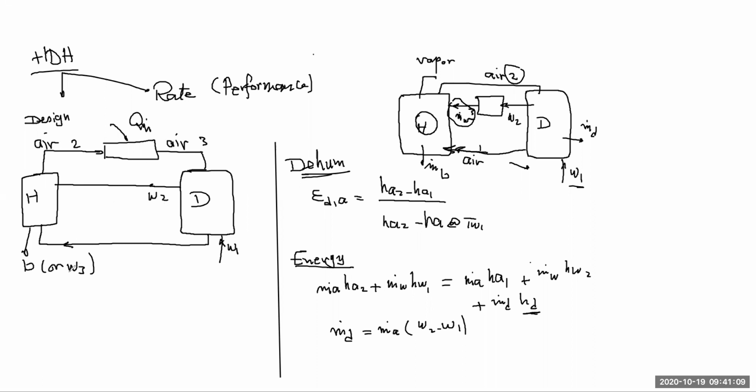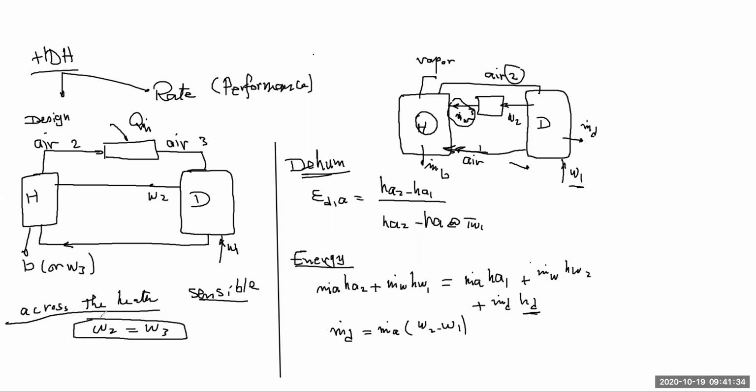So what would happen here is that across the heater, heating is sensible heating only. Remember that. Which means that omega 2 and omega 3 are the same. This is a key for solving this problem. The mass of the water vapor carried by the air did not change. I heated it, but I did not add by condensation. I did not take something out by evaporation. This is only sensible heating for the air. Definitely phi is not the same.